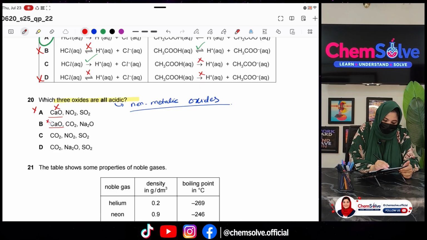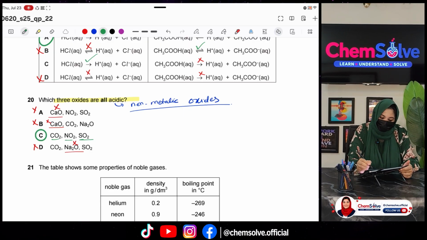This is again a metallic oxide, this is the wrong option. This is again a metallic oxide, this is the wrong option. Now look at option C. It is non-metallic, it is non-metallic, it is non-metallic. So I believe option C is the correct one.